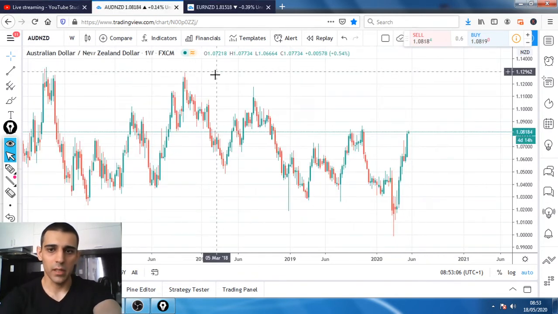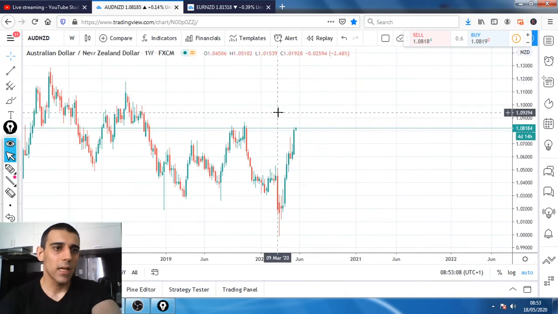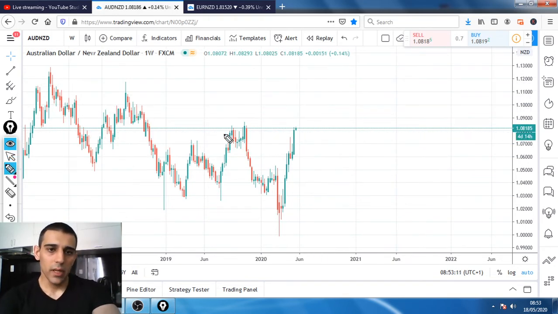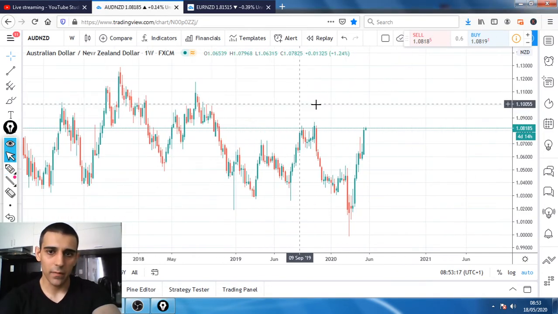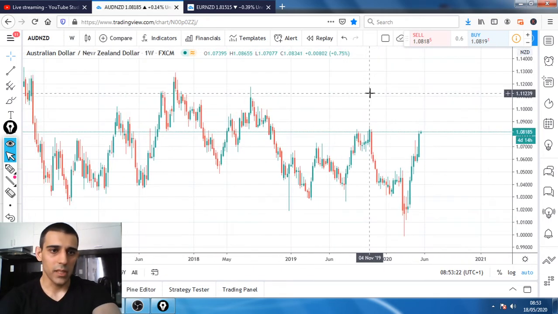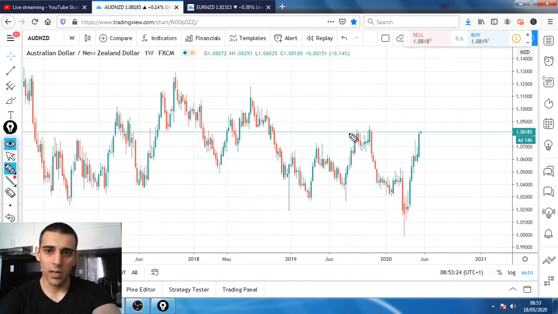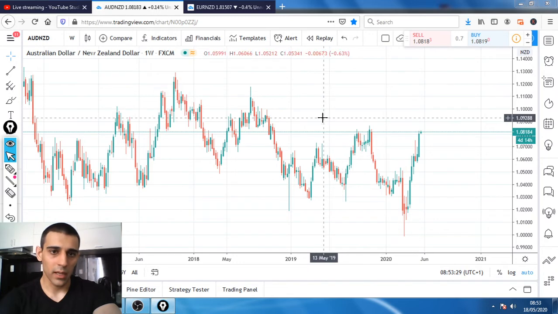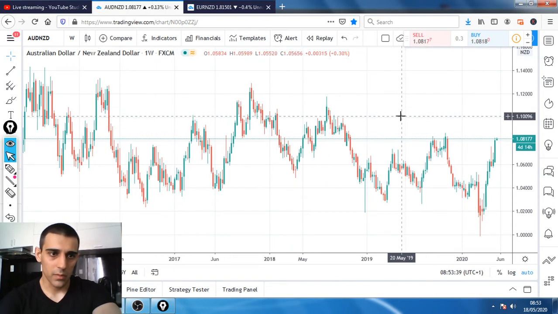Okay, let's go back to the Australian dollar against New Zealand dollar. So we do have this strong resistance in here, because we have it on the weekly time frame as well as the daily time frame. So this is looking particularly interesting, because if the price manages to break this zone, then I believe we're gonna have a nice rally at the very minimum up to 0940.